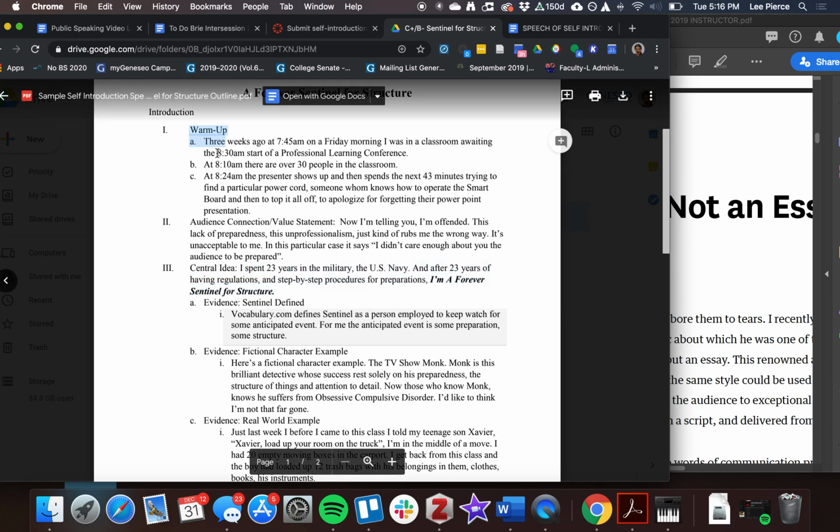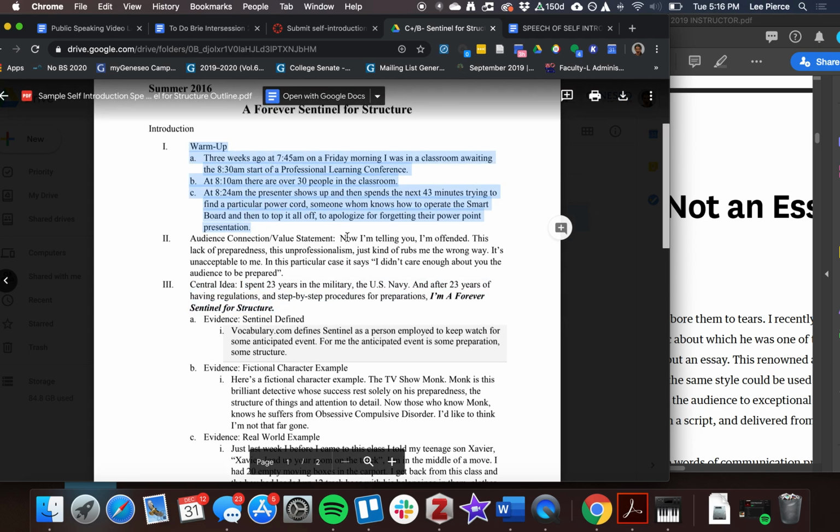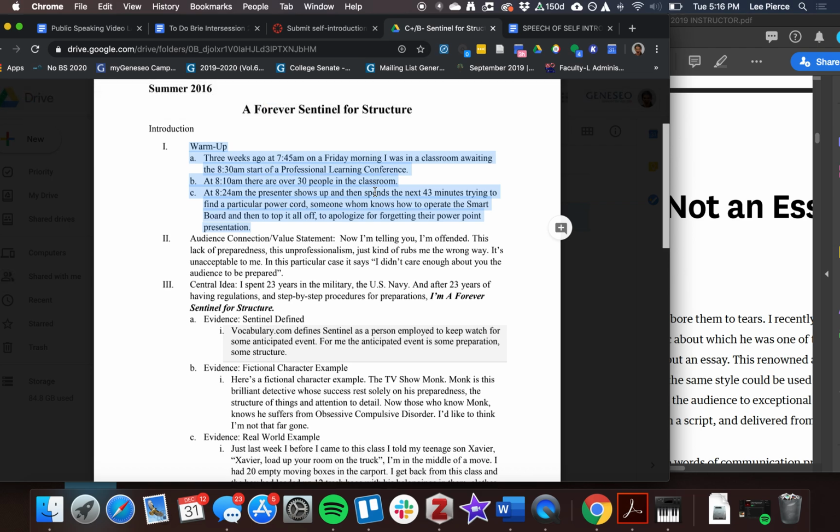And then as a way to warm that up, he uses a very concrete anecdote about an event that he went to. It was supposed to start at 8:30. He gets there early to make sure that he's ready to go because he wants to be prepared and he wants to be respectful. And then the presenter doesn't show up till 8:24, and then takes 45 minutes to find a power cord and figure out how to operate the smart board and to apologize because they can't find the PowerPoint.